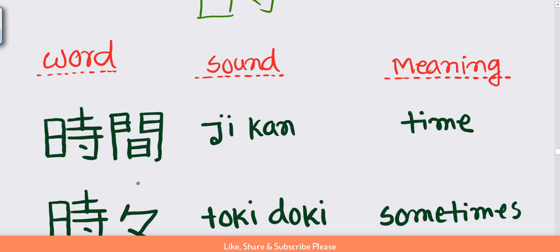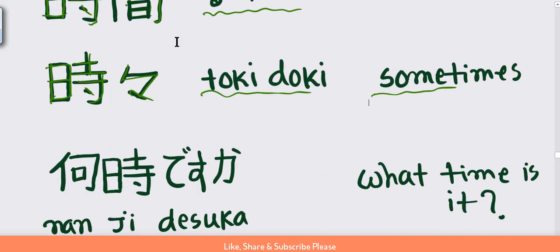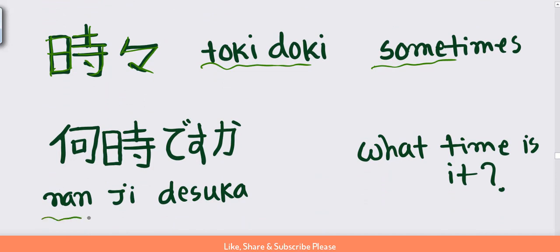So what sound and meaning? So jikan, jikan, time. So ji here, the stroke of that kanji, kan. So jikan, time, and here is tokidoki, sometimes, toki, tokidoki, sometimes. And here, nanji desu ka?